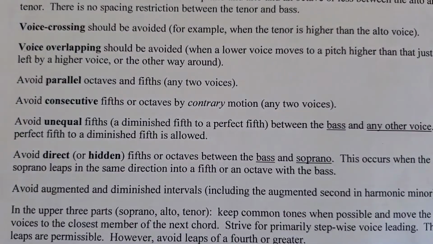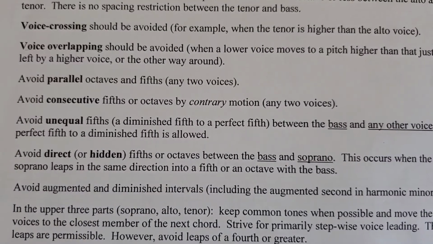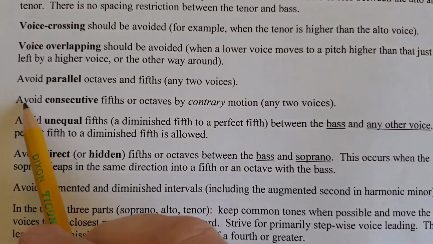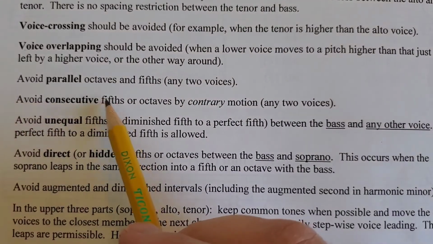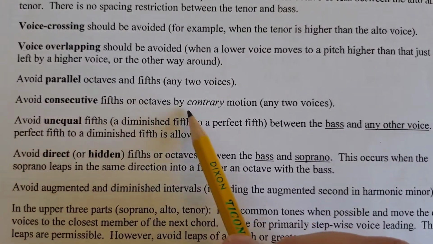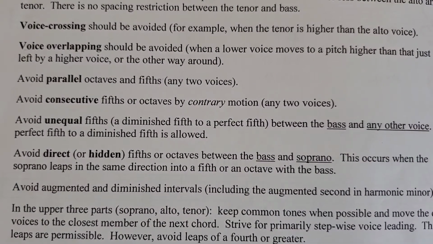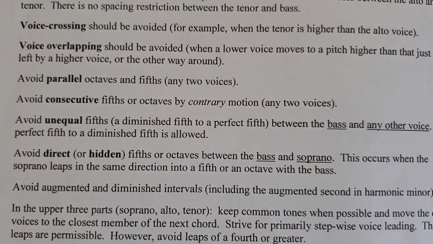All right, we're going to look at something called consecutive fifths or consecutive octaves by contrary motion. And you can see here, it says avoid consecutive fifths or consecutive octaves by contrary motion. And this, again, is something to be avoided in any of the six voice pairs.